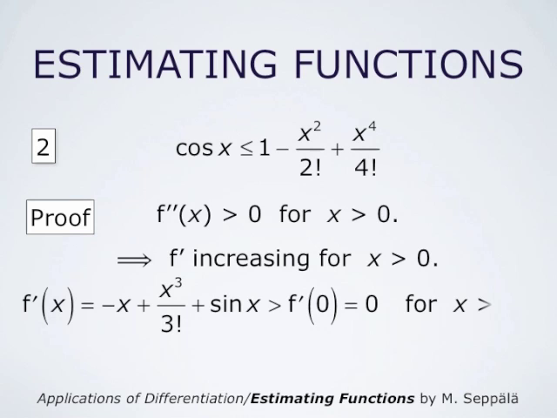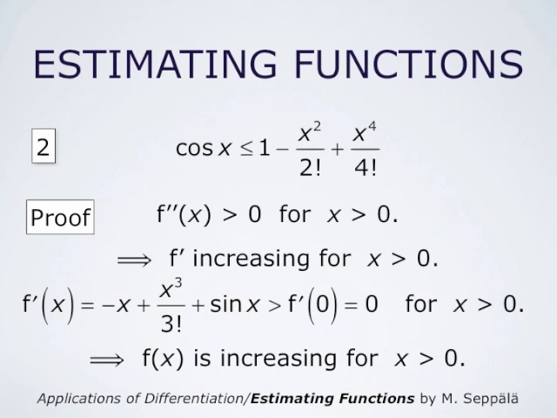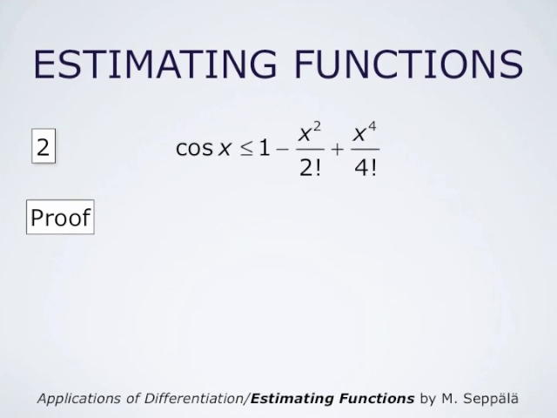So the first derivative was minus x plus x cubed over 3 factorial plus sine of x. This takes the value 0 at 0. If you plug in x equals 0, then every term is 0. So you conclude that the first derivative is positive for x positive, and this means that the function f itself is increasing for x positive. So now we know that the function f is increasing for x positive.